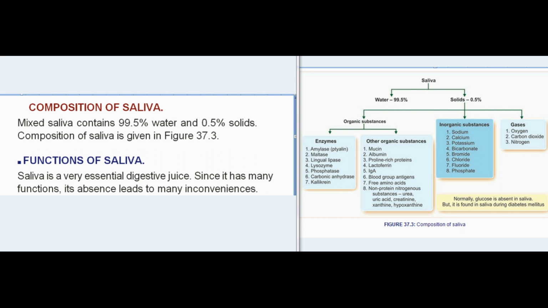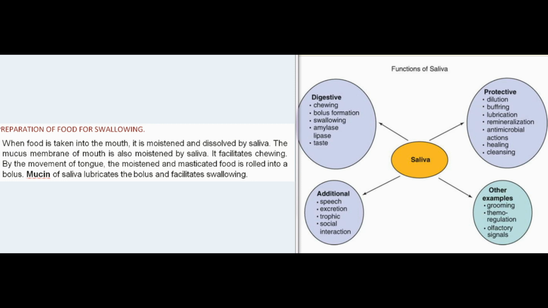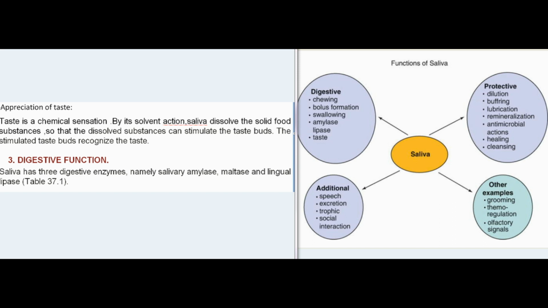Functions of saliva: saliva is a very essential digestive juice. Since it has many functions, its absence leads to many inconveniences. 1. Preparation of food for swallowing: when food is taken into the mouth, it is moistened and dissolved by saliva. The mucous membrane of mouth is also moistened by saliva. It facilitates chewing. By the movement of tongue, the moistened and masticated food is rolled into a bolus. Mucin of saliva lubricates the bolus and facilitates swallowing. 2. Appreciation of taste. Taste is a chemical sensation.